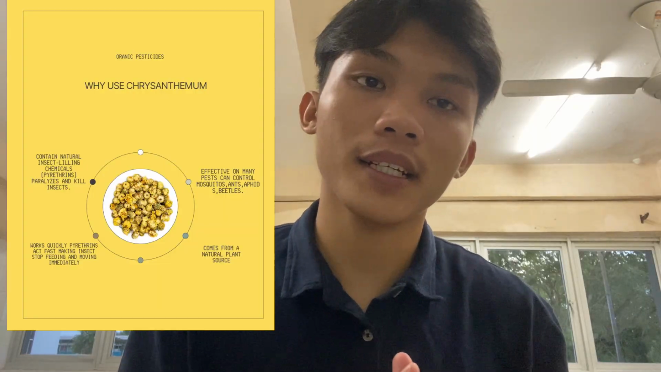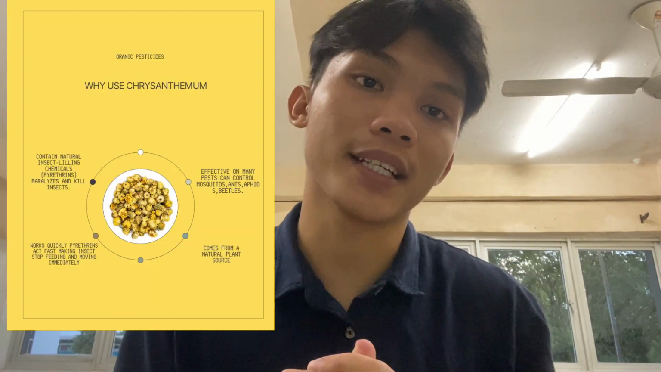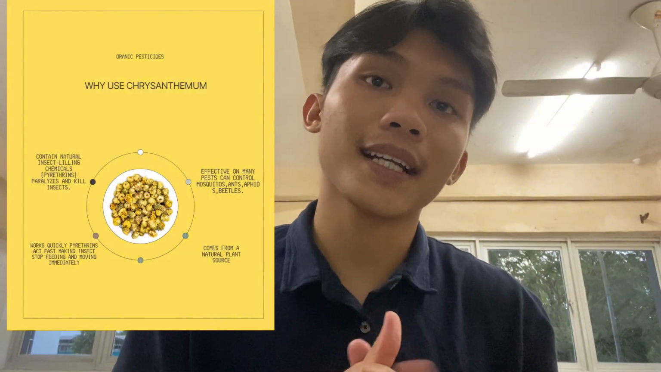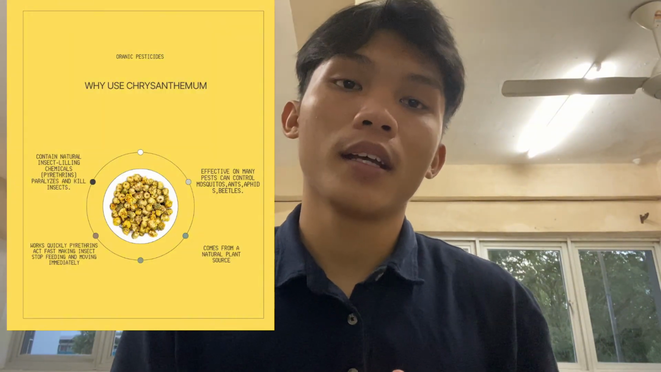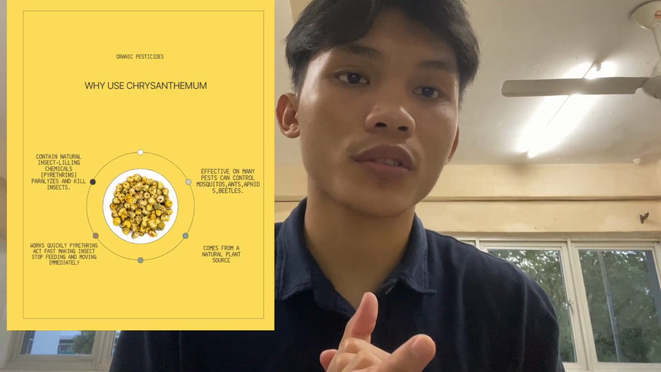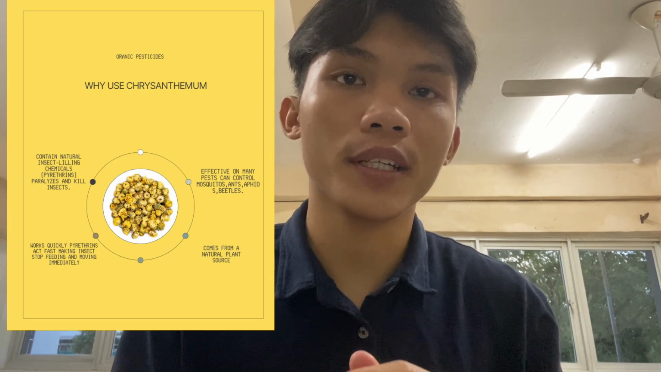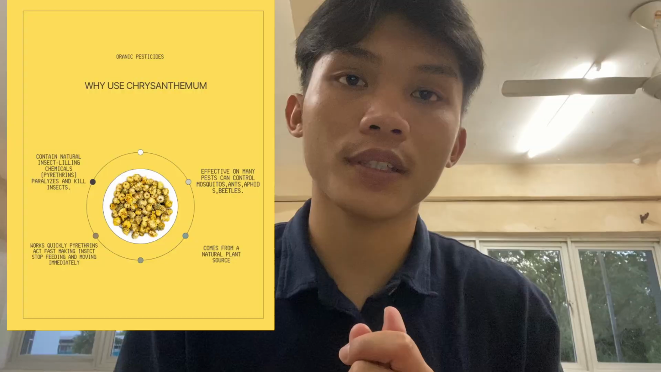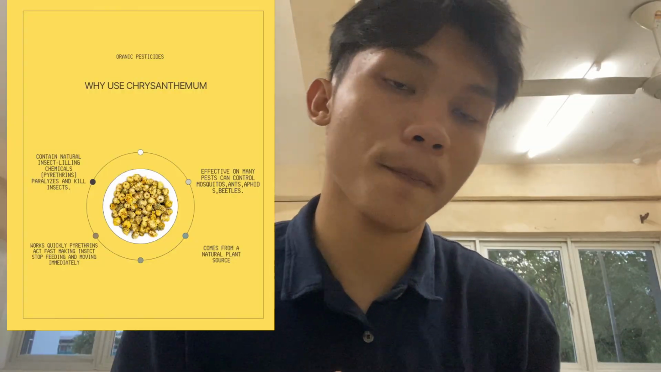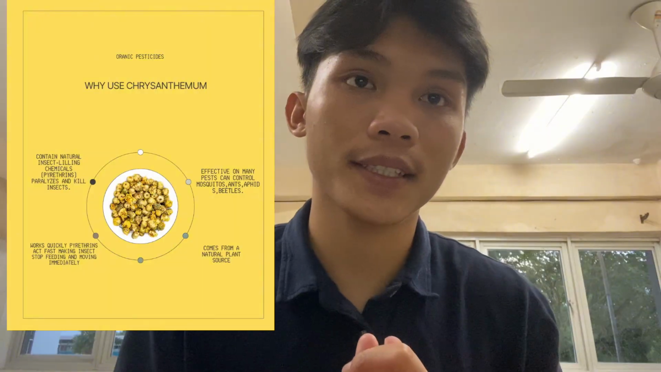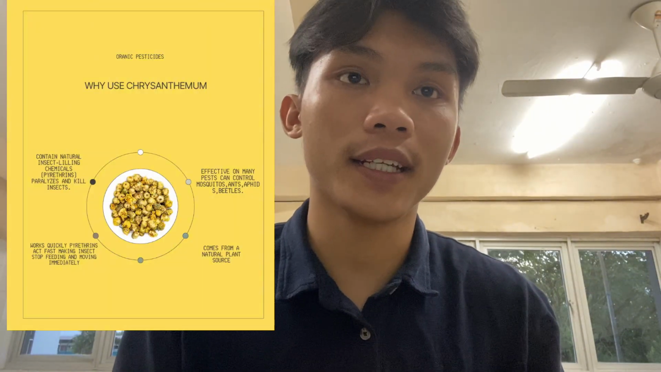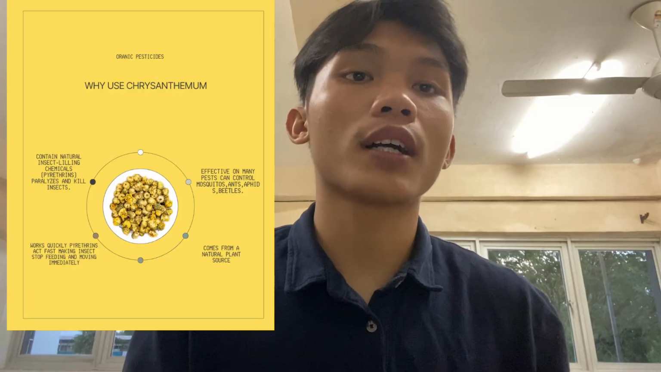And the third ingredient that we use is chrysanthemum leaf. Chrysanthemum contains a natural insect-killing chemical such as pyrethrin, which paralyzes and kills insects immediately. And also chrysanthemum works quickly. Pyrethrin works almost immediately. It stops the pests and insects from feeding and moving. It is also effective on many pests, and can control mosquitoes, ants, aphids, and also beetles. It also comes from a natural plant.